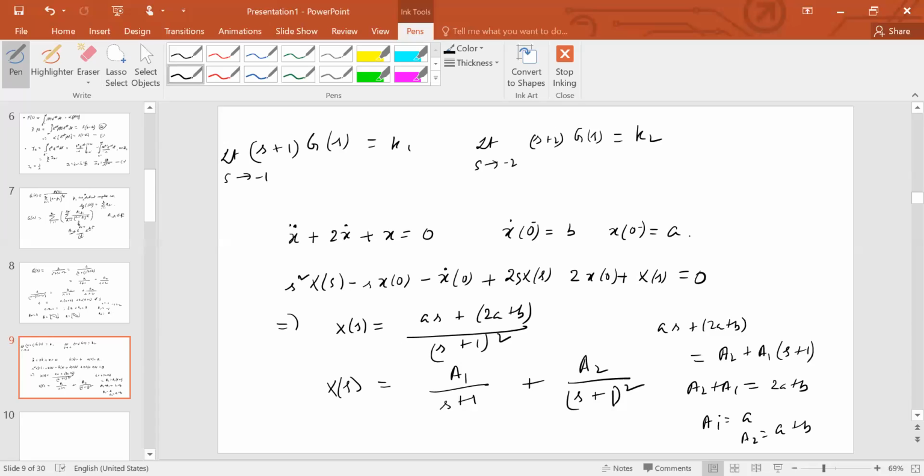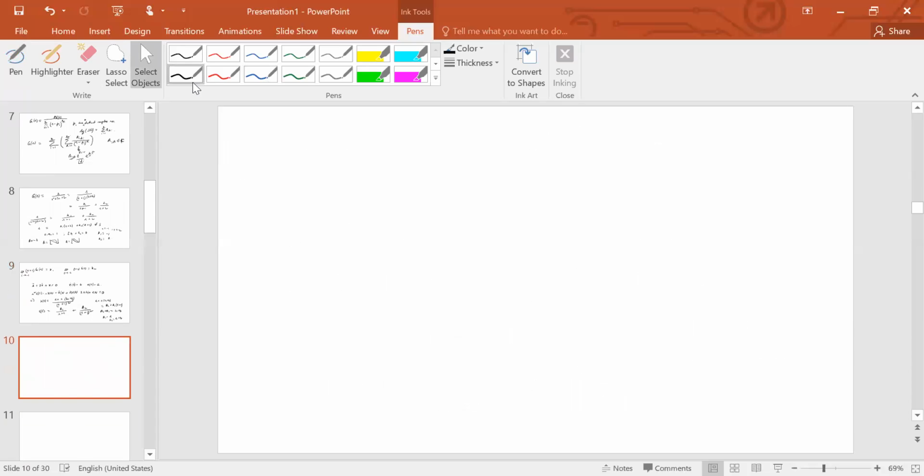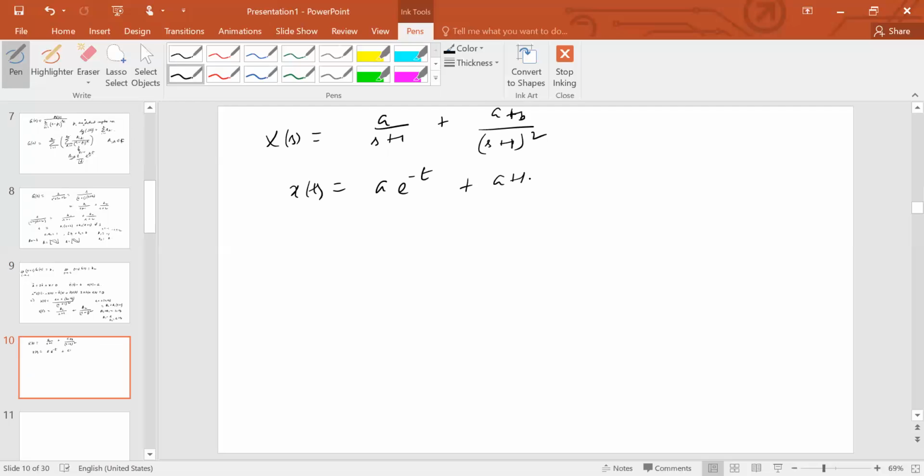All right. So you get your system in this form: X(s) is equal to a by (s plus 1) plus (a plus b) by (s plus 1) squared. And now you clearly know what these are going to be like. So you can get your entire differential equation solution as a e to the power minus t plus (a plus b) t e to the power minus t. Yeah, this is your solution.